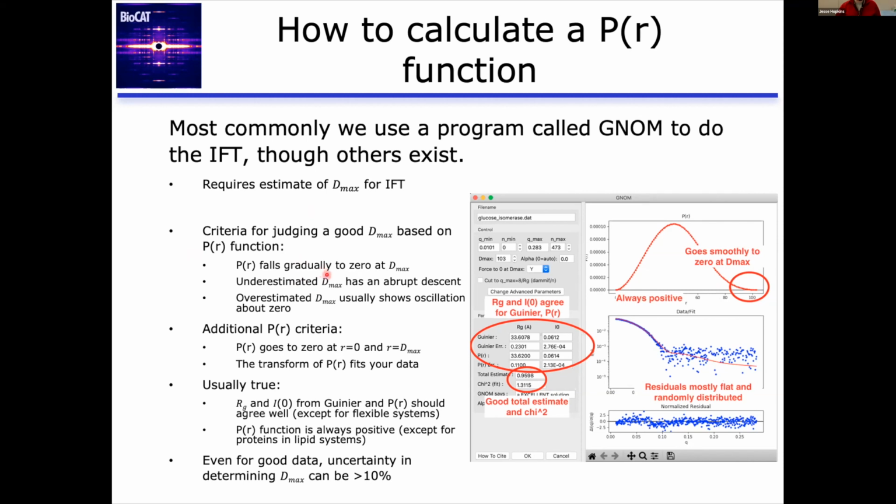There are some additional ones, though. First, the P of R function should go to zero at R of zero and R of Dmax. Often that's enforced by the program you're using, but you can sometimes turn off that forcing and verify it's true. You want the transformation of the P of R function back into this space here to make sure that the fit to the data is good. Again, you want these fit residuals to be mostly flat and randomly distributed.